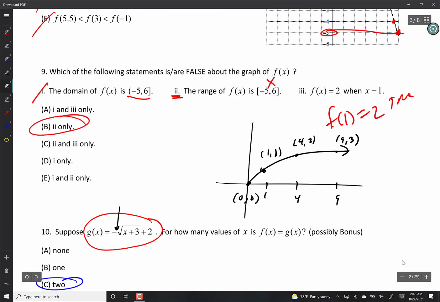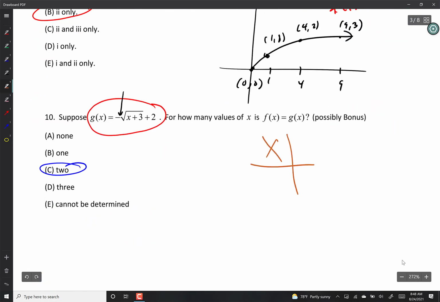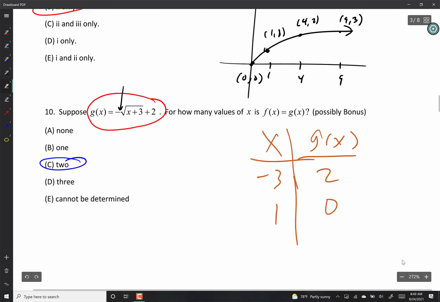You could always just do a table if you want. You could always just go x, g of x, and if you plug in negative 3, you're going to get a 2. Negative 3 plus 3 is 0, square root of 0 is 0, plus 2, 2. 1: 1 plus 3 is 4, square root of 4 is 2, but there's a negative on the outside, negative 2 plus 2 is 0. And 6 over there: 6 plus 3 is 9, square root of 9 is 3, but there's a negative, negative 3 plus 2 is negative 1. So you could always do a table. There are so many ways to do it, guys. If you understand the concept, you're golden.